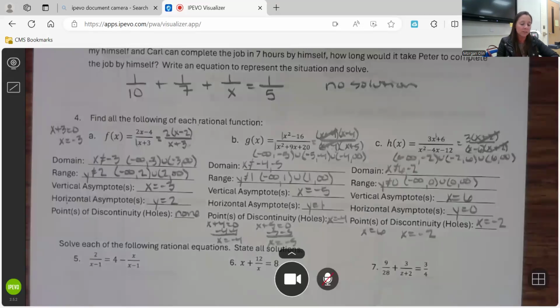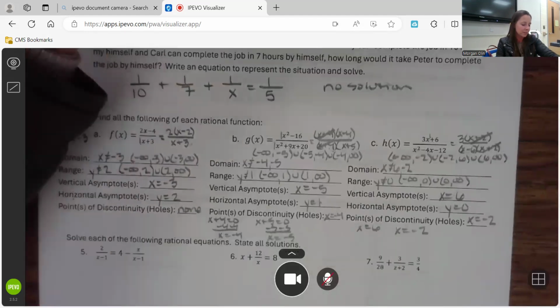Okay, so be able to find all those. And they may not ask you to find all of it at once. They may just say, hey, find the horizontal asymptote here, find the vertical asymptote here, for the different problems.